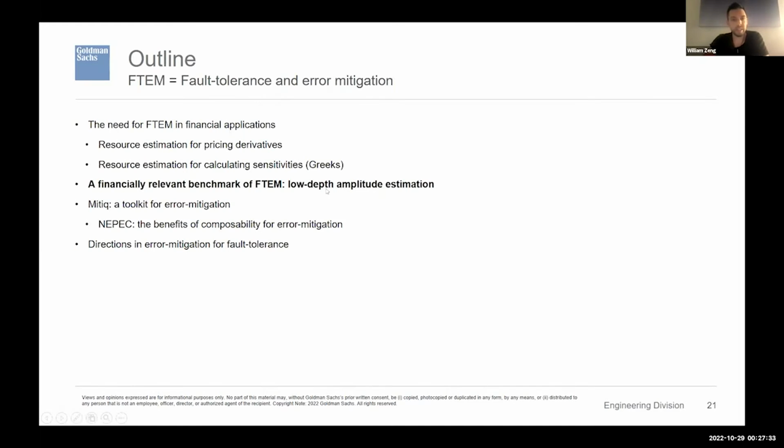So one thing I want to talk about briefly is some work we've been doing on the key subroutine for these kinds of pricing and risk algorithms. This is introducing some tweaks to how amplitude estimation works, hopefully to make it a better benchmark for tracking progress towards really practical amplitude estimation algorithms.